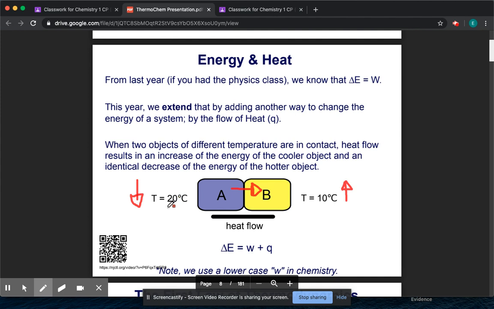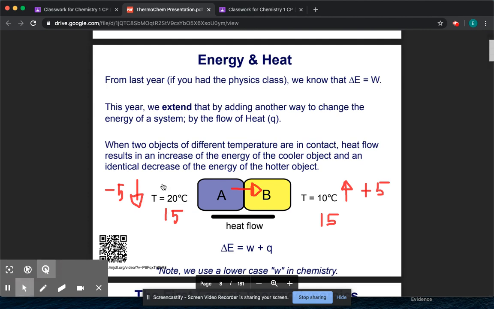You might be tempted to say, okay, then this is going to go down to 15 and this is going to go up to 15. So then this would be plus 5 and this would be minus 5. That is not necessarily true. That's a conversation for another day, but just know that that is not necessarily true. It is not going to be an equal, straight-up transfer. That's not how it's going to happen. But just know that you have energy transfer from the high temperature thing to the low temperature thing.